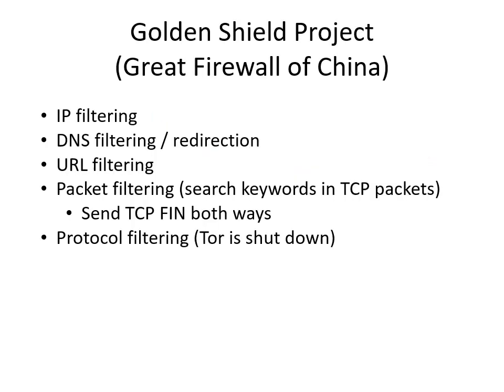As a quick example, the Golden Shield project in China, probably the best known, does many of these things. It will do IP filtering, DNS filtering and redirection. It does URL filtering on what URLs you can get to. If it sees a packet it doesn't like, it will send a TCP FIN packet. So it'll basically close the connection down when it sees a packet that it thinks it doesn't want to let through.